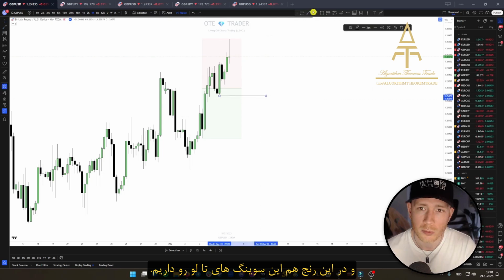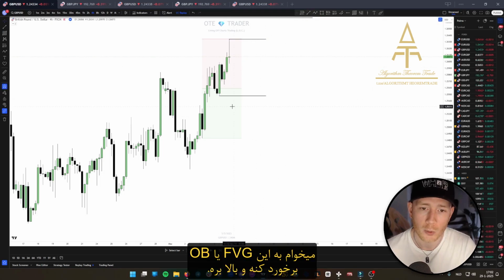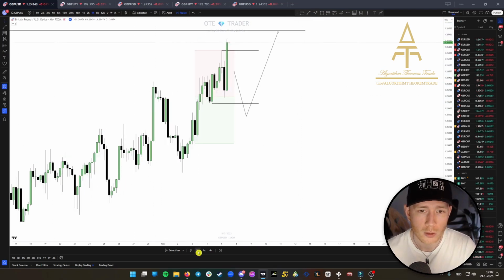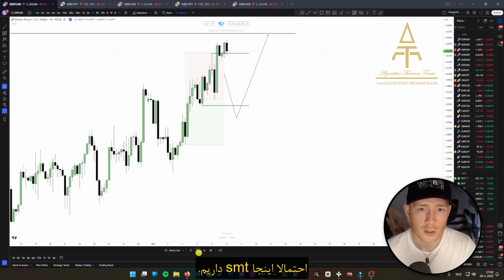But the same thing I would do over here. We've got this low. If we form a swing high up here, I want to see it go into this fair value gap or this order block and then continue up. So I would do something like this, right? So I would wait for something like this. See if we can do that. Let's scroll ahead. We did not.